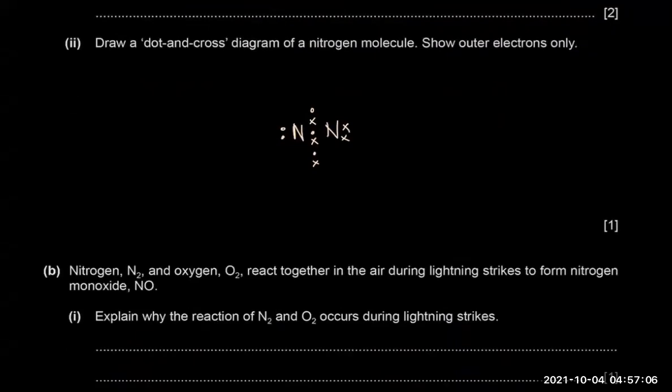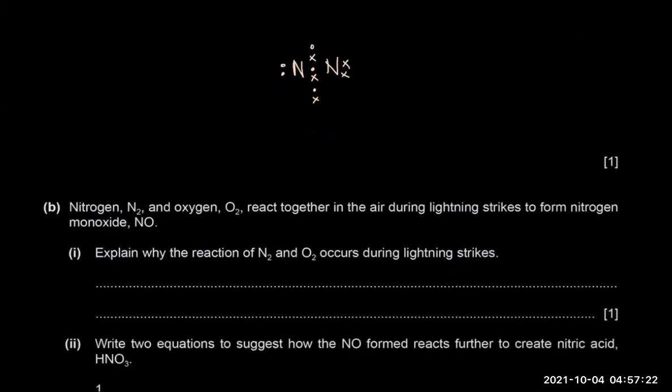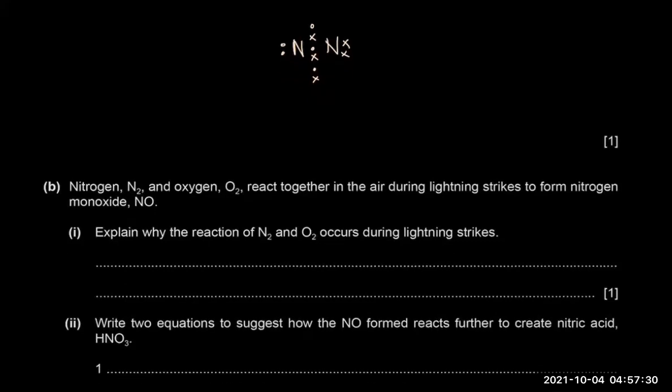Nitrogen and oxygen react together in the air during lightning strikes to form nitrogen monoxide. Explain why it occurs during lightning strikes. Activation energy, yes. So this has to do with the fact that lightning produces a lot of heat, right? So it provides enough activation energy to make nitrogen react, right?